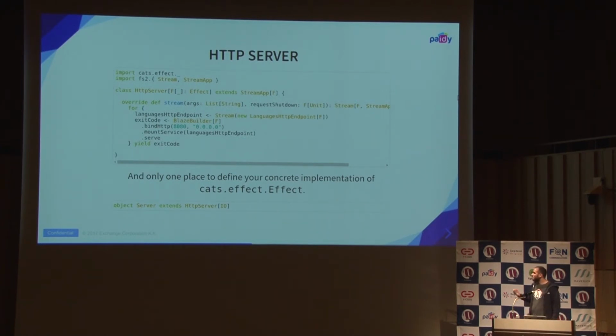And again, this is the main server, and I'm also abstracting over the effect. In this case, F needs to have an instance of Effect. There's going to be only one place in my application where I actually define what this effect is. At the moment, there are only two instances available: one is Cats Effect IO monad, and the other one is Monix Task. So you can decide only in one place, right? And you can do the same thing for testing as well.